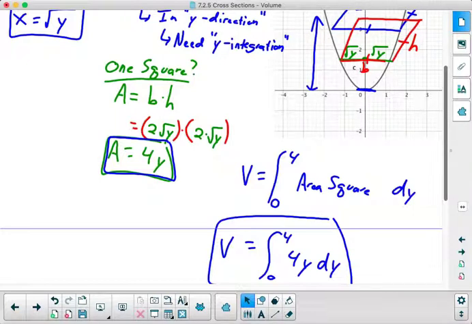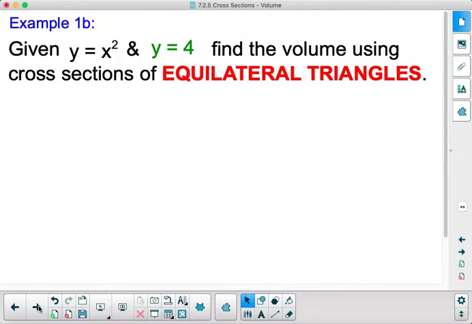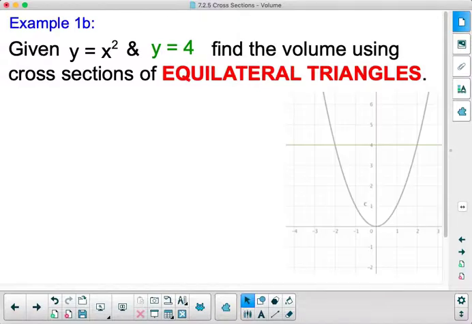Hopefully that makes sense. Let's try another one. This is probably the harder of all of them, so let's go to the hard one, and we'll look at some other ones in a moment. But what about equilateral triangles? So, same problem, same area here, smashed between x squared and 4.